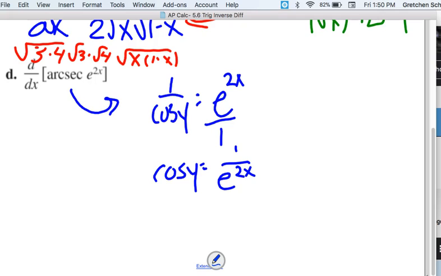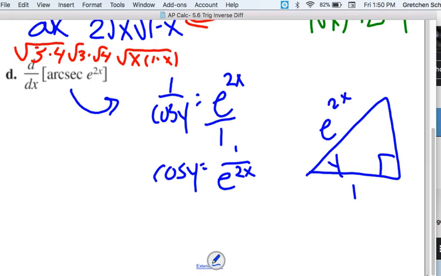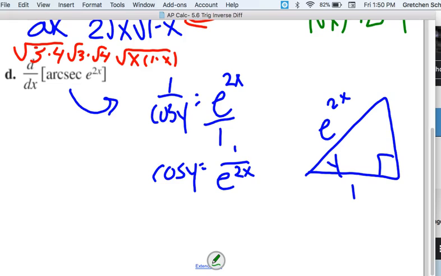Negative exponent's not really helpful here because you want that ratio there to fill a new triangle. What does your hypotenuse end up equaling? E to the 4x minus 1. Sorry, your other leg.